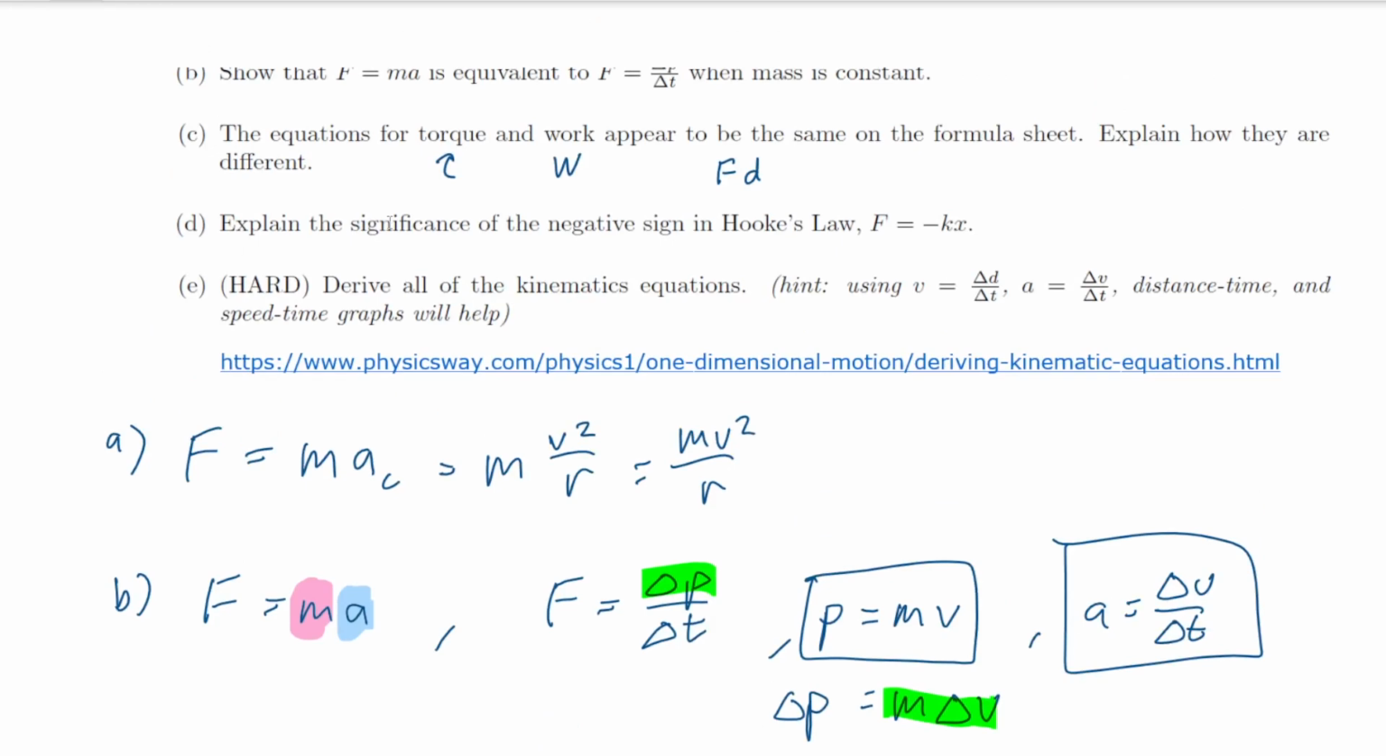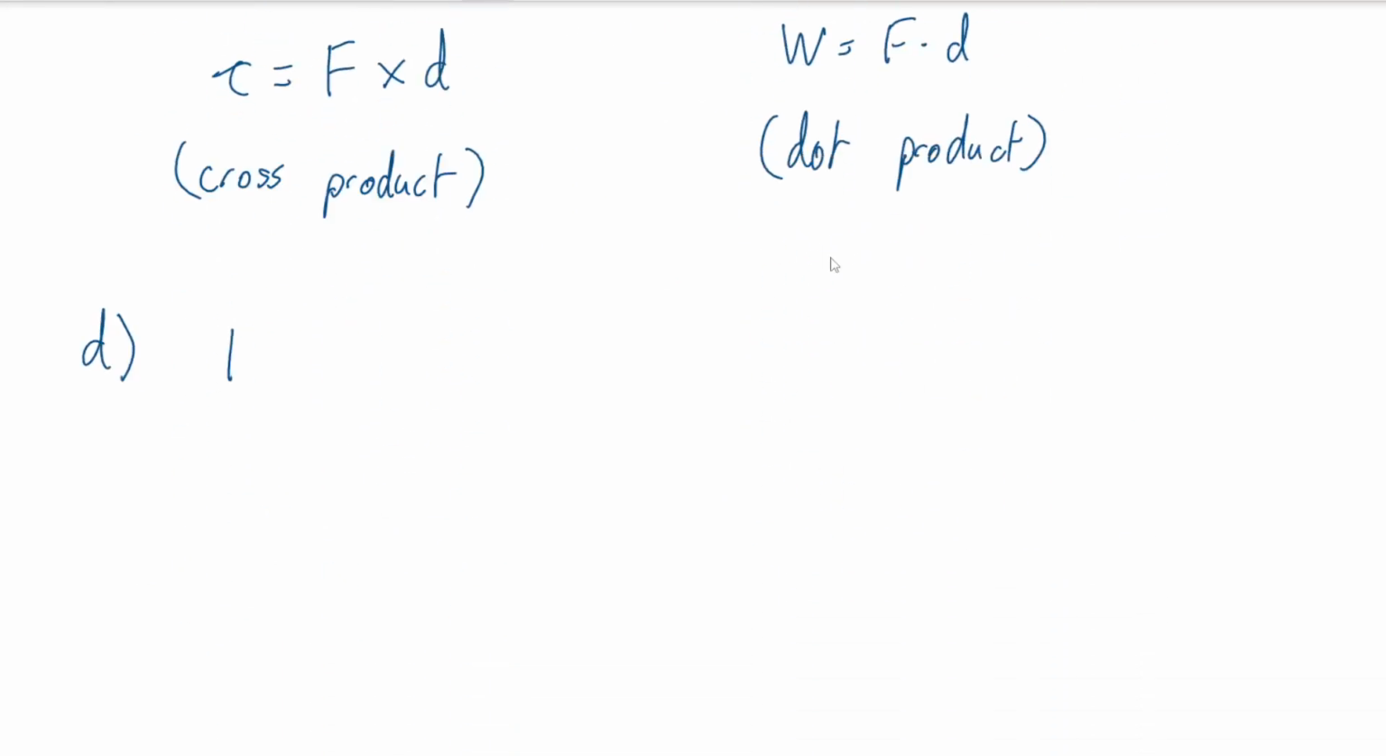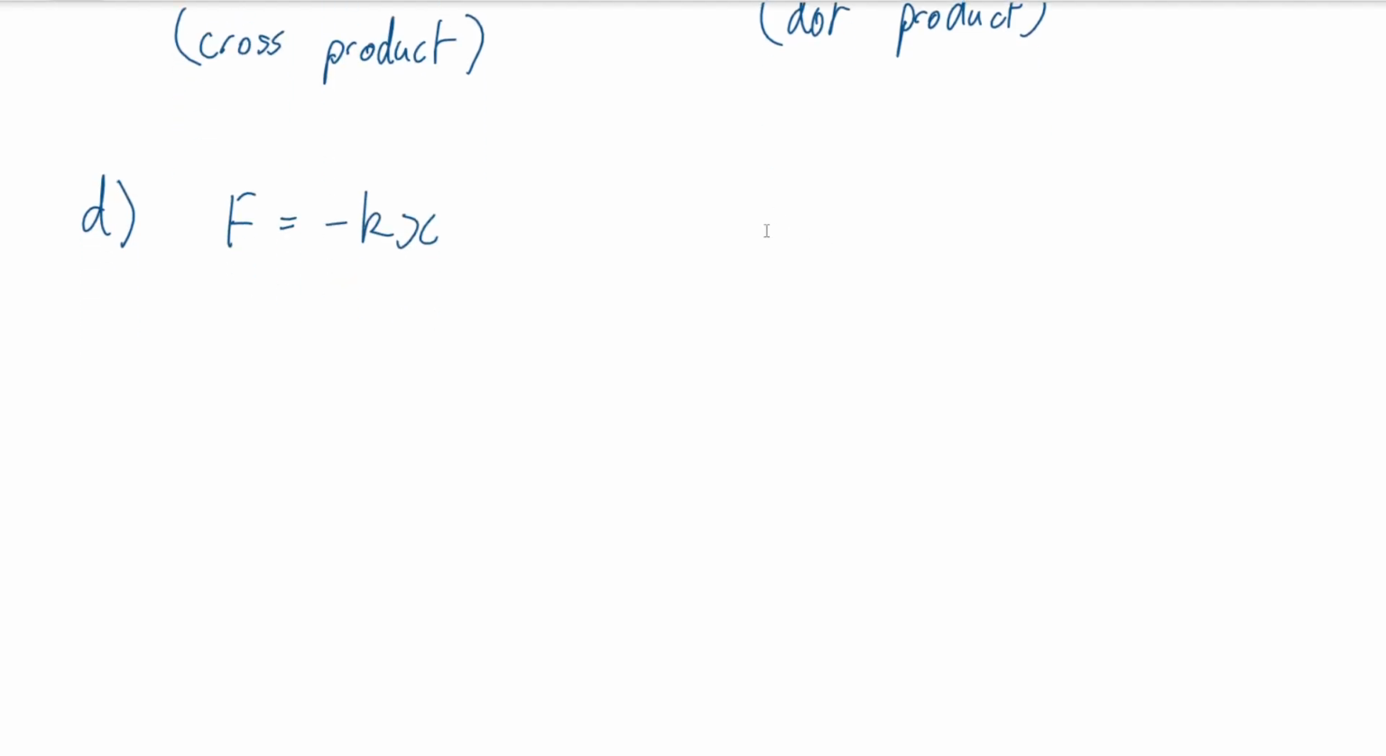Part D, explain the significance of the negative sign in Hooke's law. So what does this negative sign mean? Well, before that, we know that Hooke's law tells us the force required to stretch a spring or a spring-like object some distance, and they are connected by the spring constant.